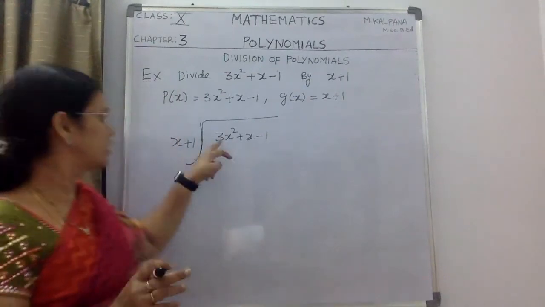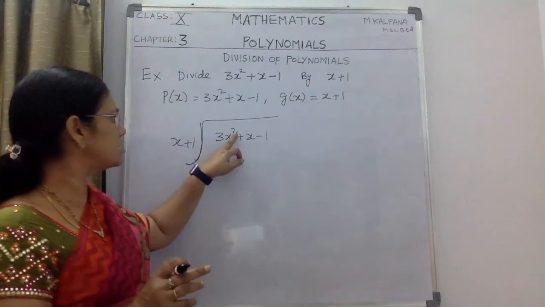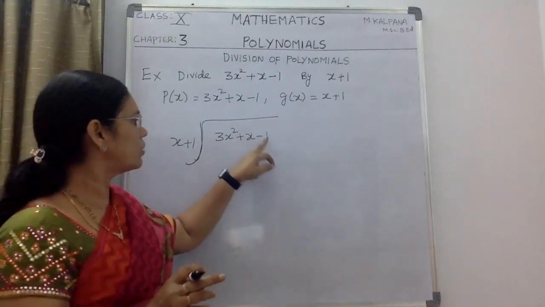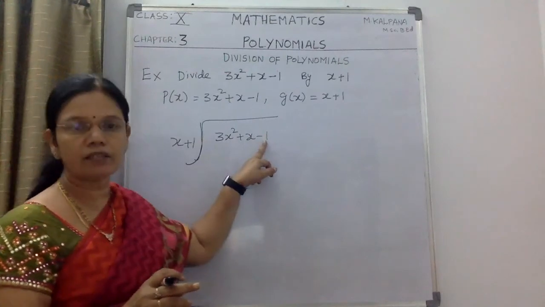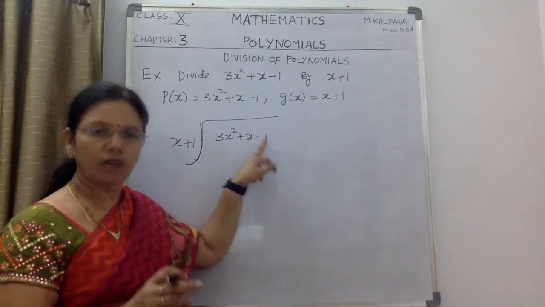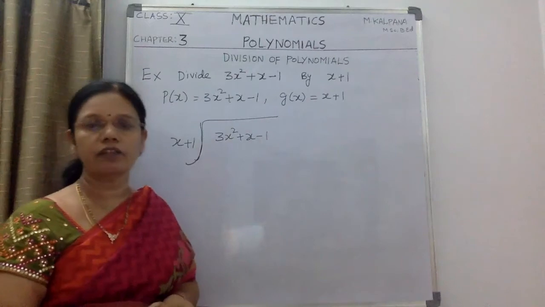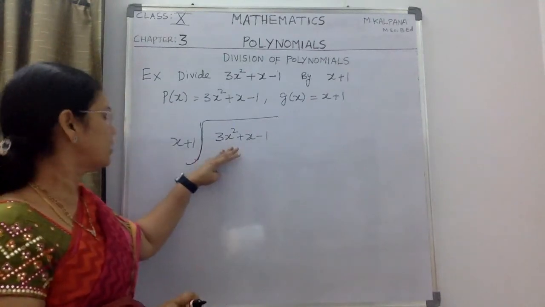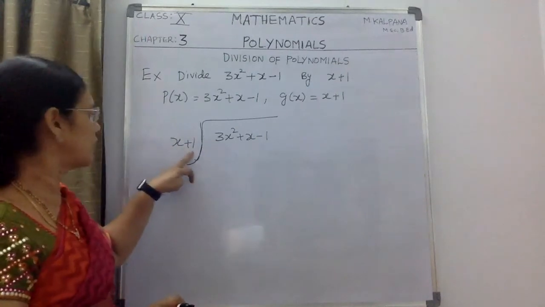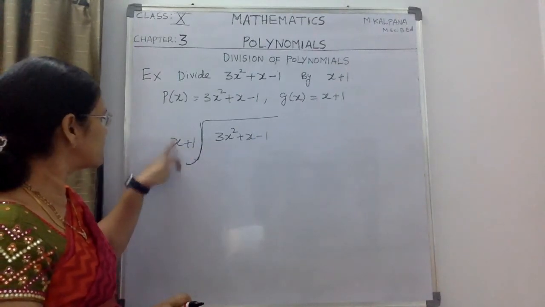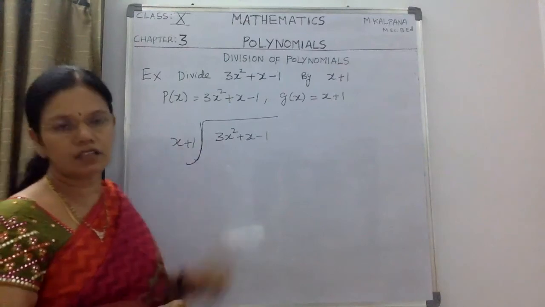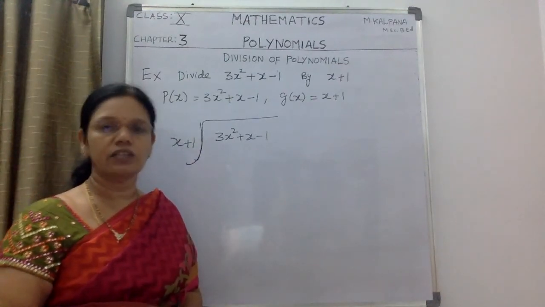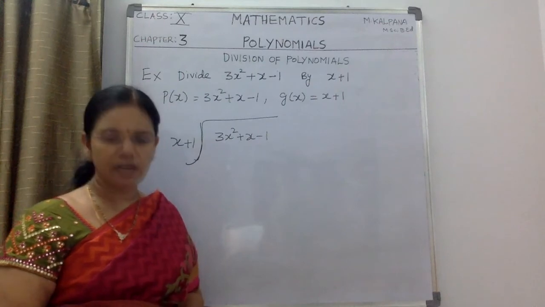Let us verify. 3x square, here degree is 2. What is the second term? x. So degree of x is 1. What is the third term? That is minus 1. Here the degree of minus 1 is 0. We know degree of any constant term is 0. So this is in the standard form. Let us look at x plus 1. Here the degree of x is 1. Degree of 1 is 0. So it is also in decreasing order. So we can say that both are in the standard form.